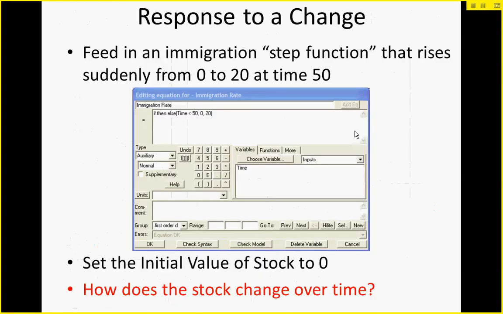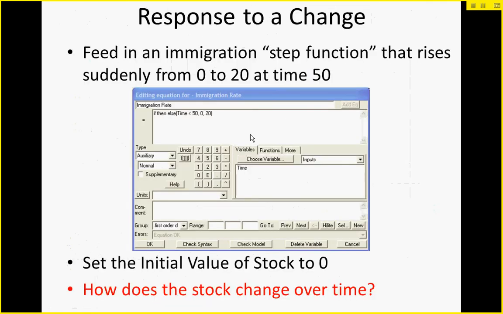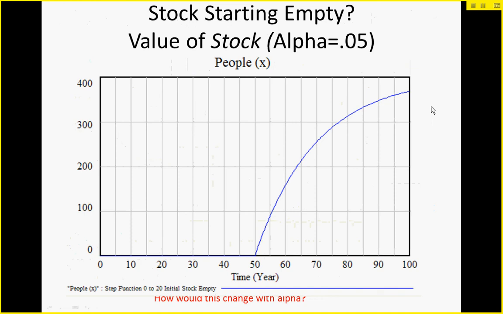on your systems by, if you want it for the immigration rate, you could do an if then else: time is less than 50, make it 0, otherwise make it 20 or what have you. And it will sort of look like this. The baseline value might not be 0 if it had been 20 before, and then it will sort of shoot up and follow that. Okay. So here's inflow and outflow. When you have a sudden rise in inflow, the outflow will follow it like that. Okay, here's the value of the stock, okay?